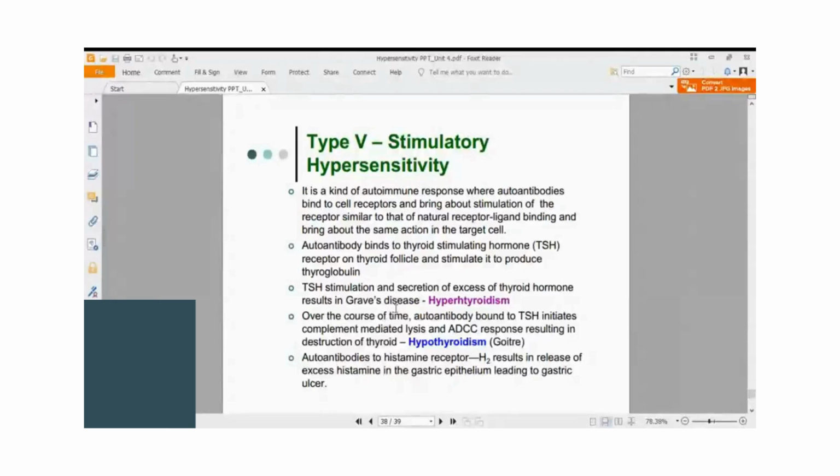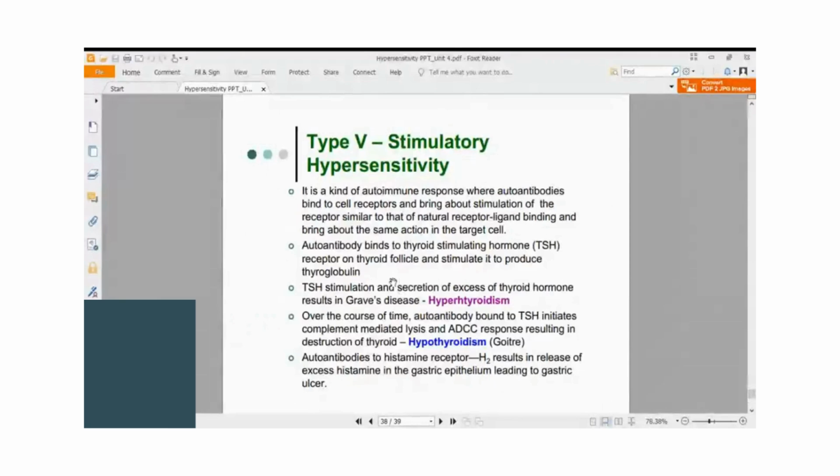We have discussed till now type 1, type 2, type 3, and type 4 hypersensitivity. Today, the last part of hypersensitivity, that is type 5 hypersensitivity, we will discuss, which is called stimulatory hypersensitivity.